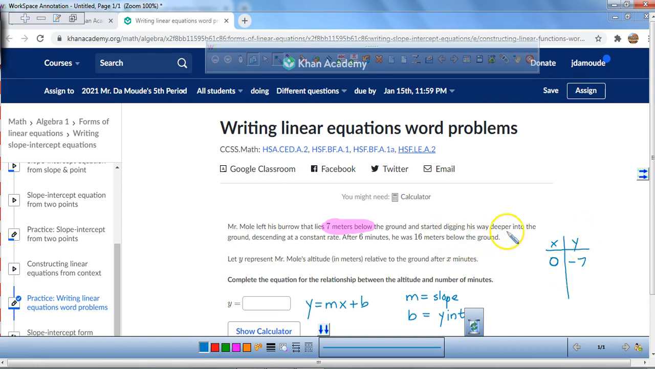And then he started digging his way down deeper and deeper, descending. So key word here, descending. That means he's going what? He's going down. So our slope's going to be negative at a constant rate. After 6 minutes, he was at 16 meters below the ground. So I put -16 because 16 meters below means negative. Now, where did I get the 6? X represents minutes.